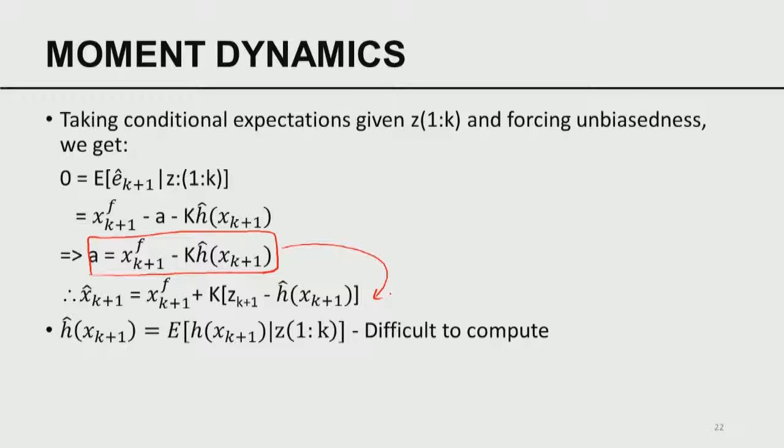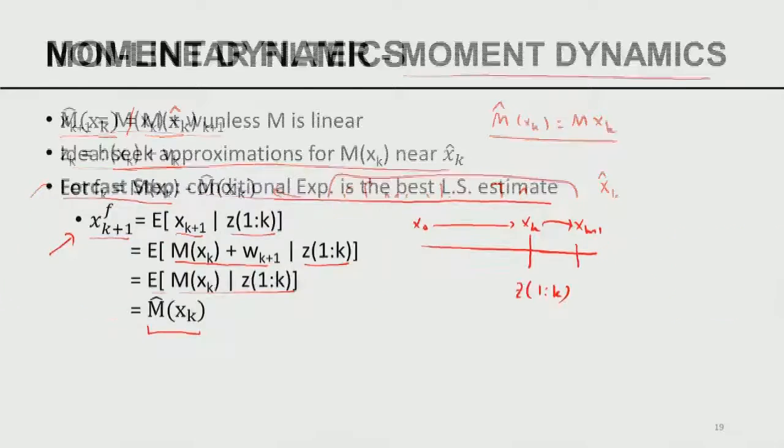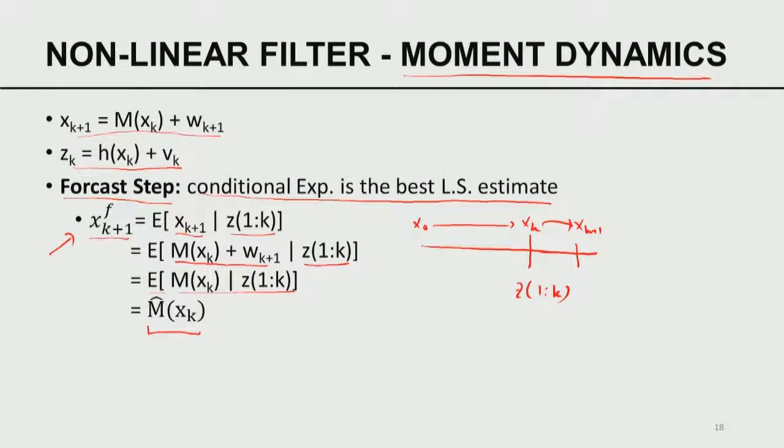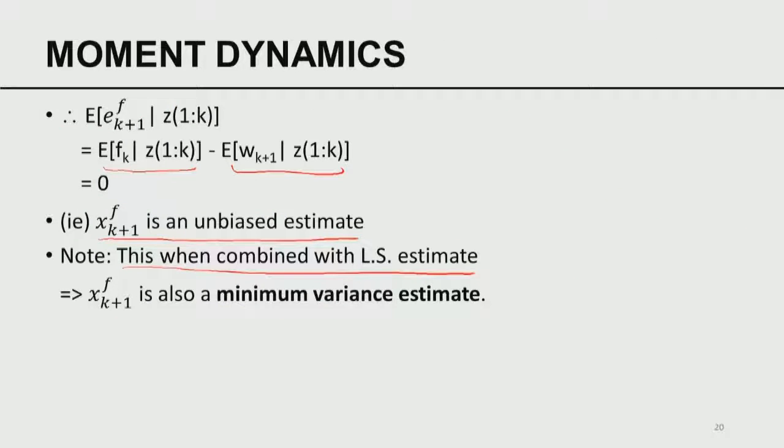You can see this is the typical update from Kalman. So what is H bar? H bar is given by the conditional expectation. Please understand, this is as difficult to compute as M bar of x_k. Let us go back. I want to remind you where it was. So look at this in page 18. It is given by the conditional expectation of M of x_k given observations 1 through k.